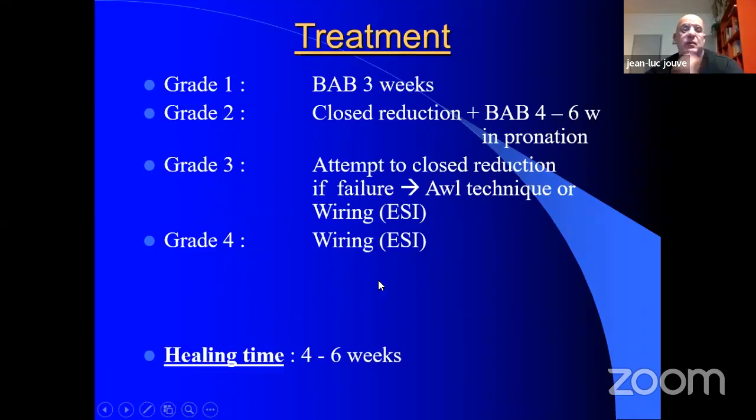In grade 4, there is no discussion. We have to try to do a wiring, if possible, without a direct approach. So we use an elastic nail such as a Kirschner wire.